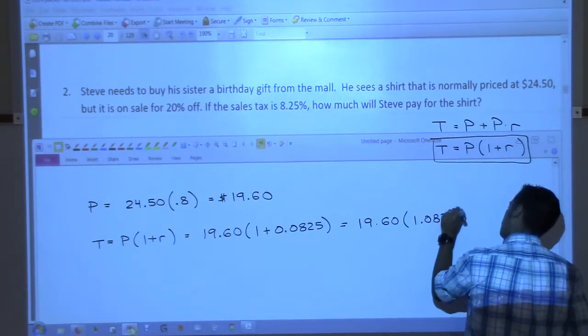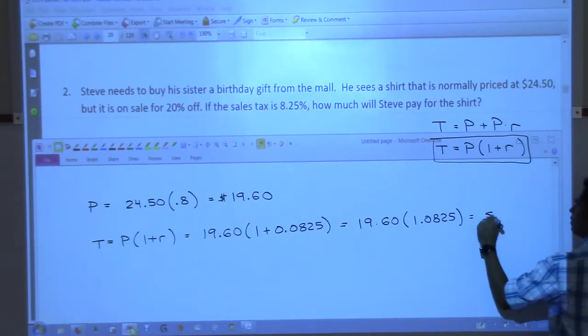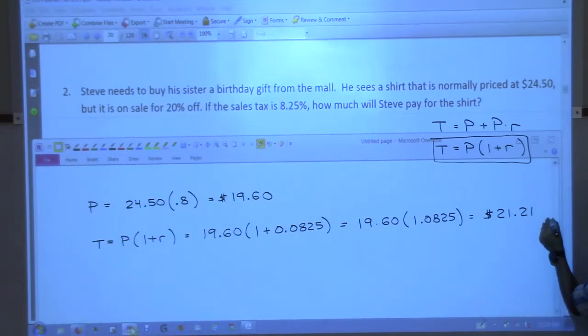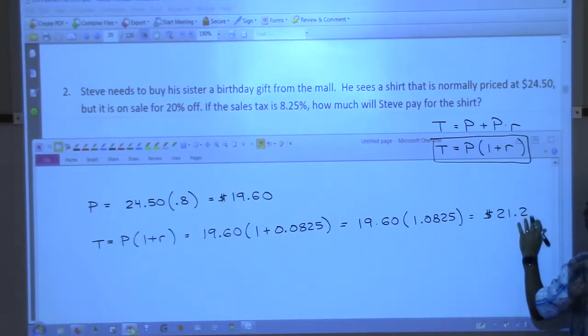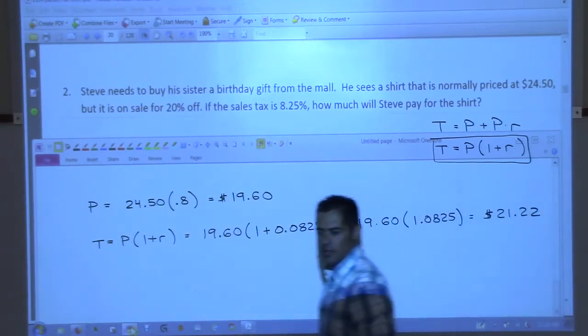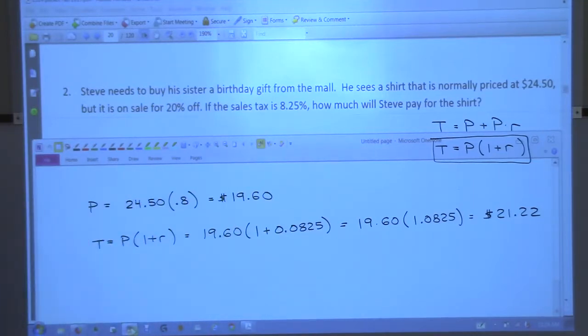Who has that? 21.217? Okay, so probably they round at the store, who cares? You could leave it as 21 or 22, I wouldn't care. All right, close enough. So we are going to be out the door at 21.22.